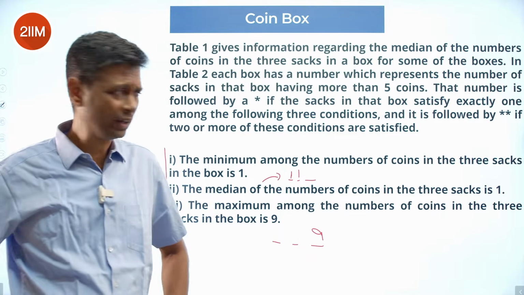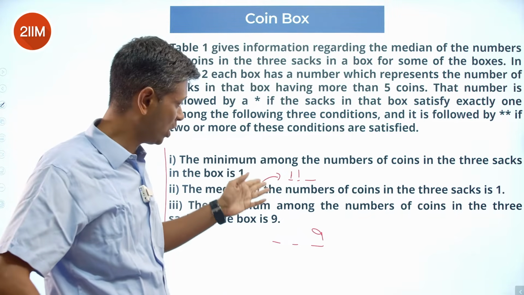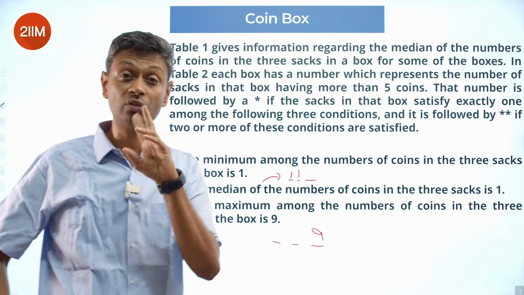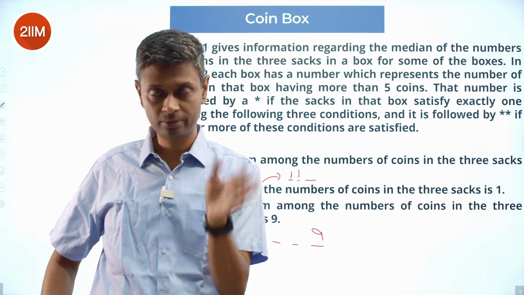So I could have 1 dash dash, that will be this condition. 1 1 dash, that will be this condition. Dash dash 9, that will be this condition. If one of the conditions is satisfied, I'll put 1 star. If 2 or more are satisfied, I'll put 2 stars.